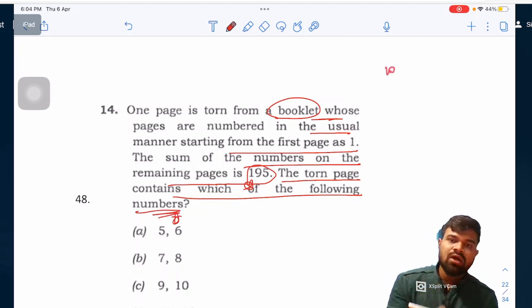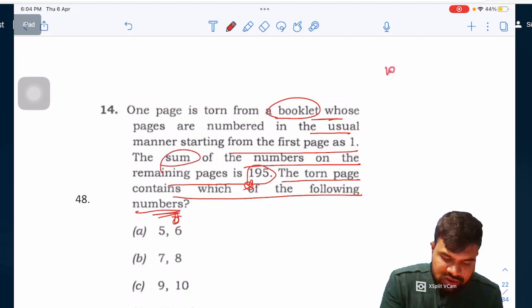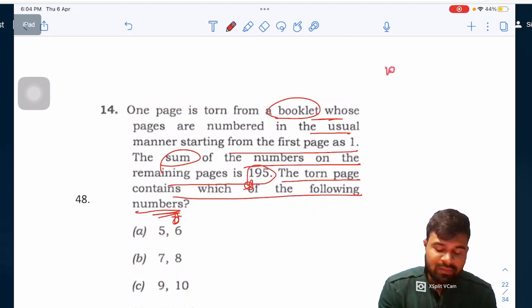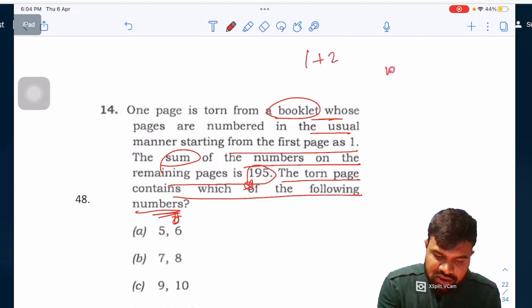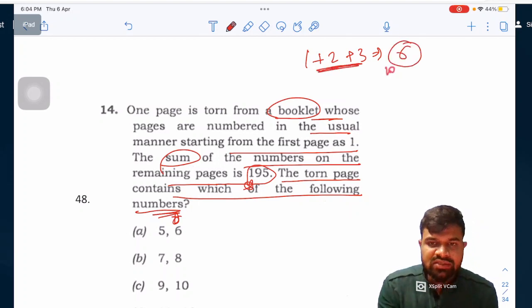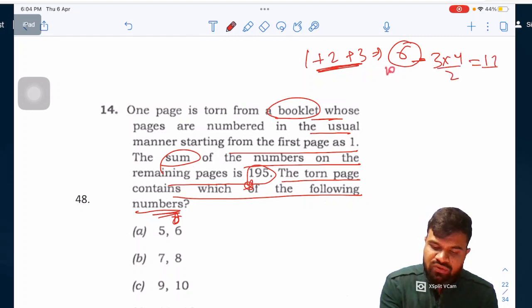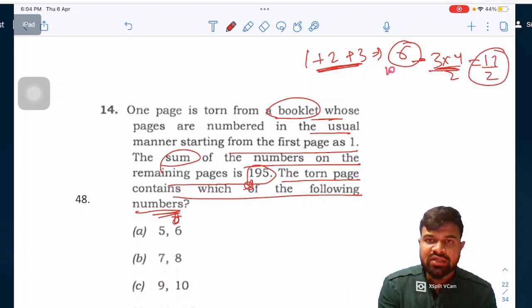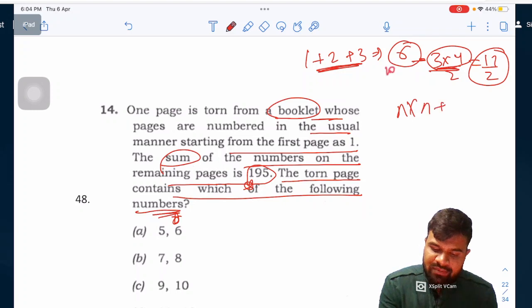Now see, it is asking about the sum of numbers, the sum of natural numbers. Suppose we have 1 plus 2 plus 3. It is 6. So for 3 natural numbers, the sum is 6, and we arrive at it as 3 into 4 by 2, that is 12 by 2, that is 6. So this is the formula for the sum of natural numbers: n into n plus 1 by 2.